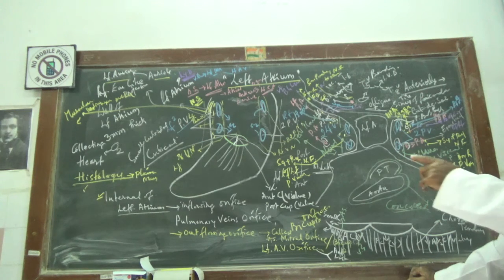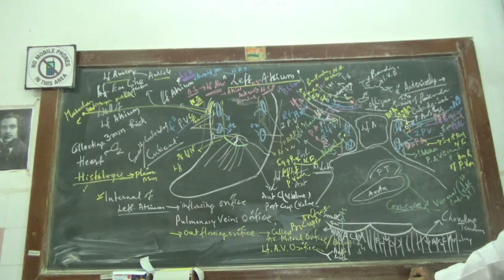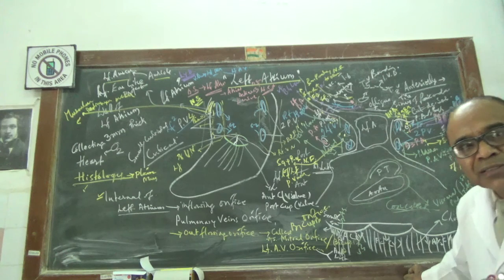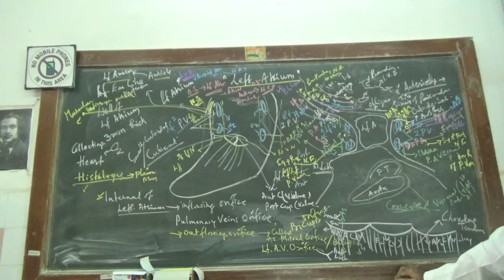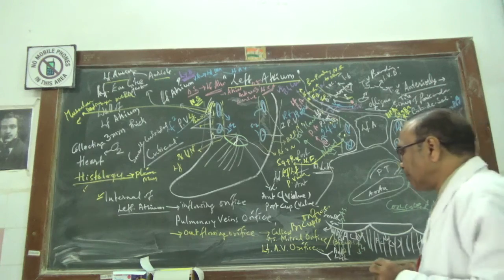Now histology is already finished. The embryology of the left atrium: the left atrium is developed from the septum primum and septum secundum, from the pericardio-pleural cavity, from the cardiogenic origin, after having had the turn of the U-tube. So that is said to be the development of the left atrium.